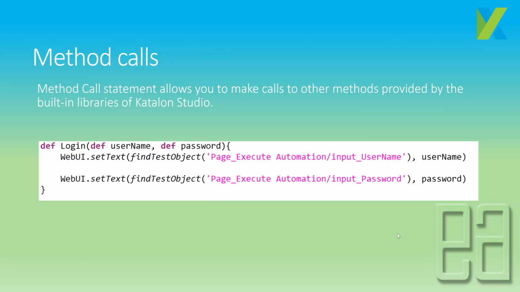The next one we're going to discuss is method calls. Method call statements allow you to make calls to other methods provided by the built-in libraries of Katalon Studio. So basically it can be a built-in library as well as a custom method which is available within Katalon Studio.